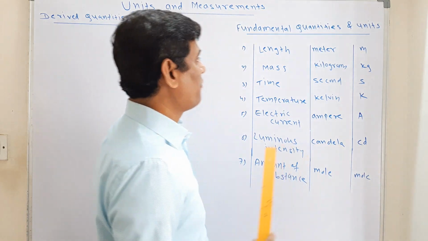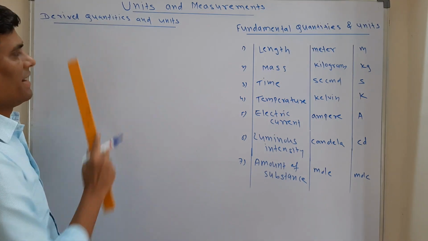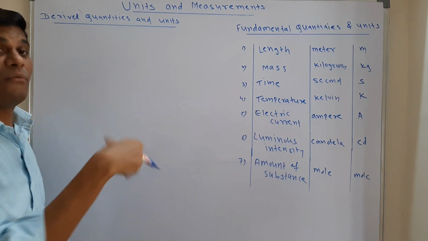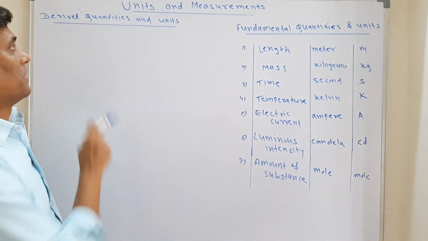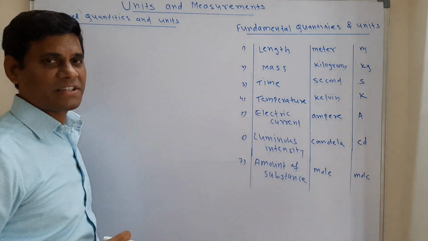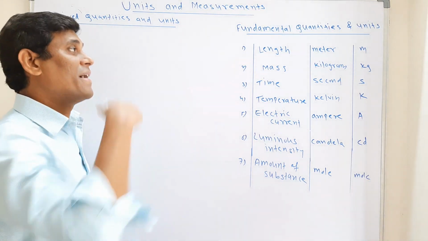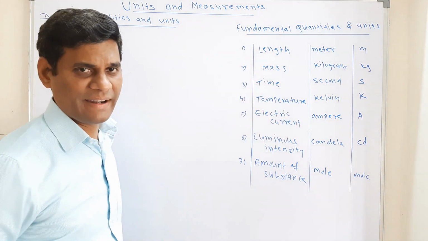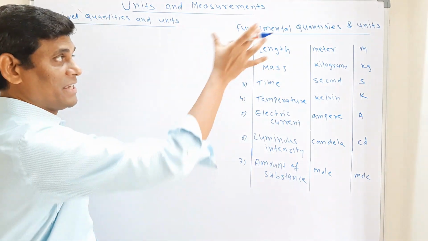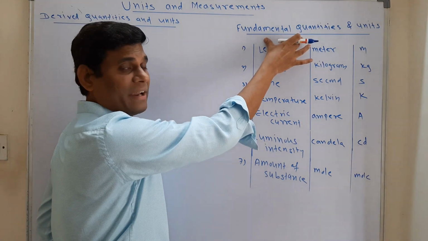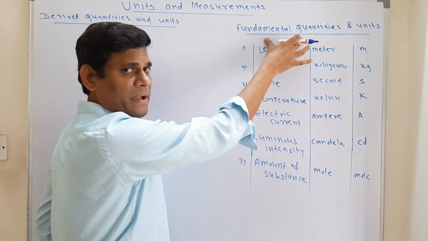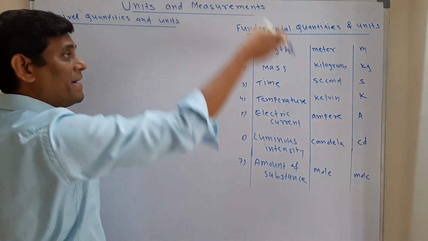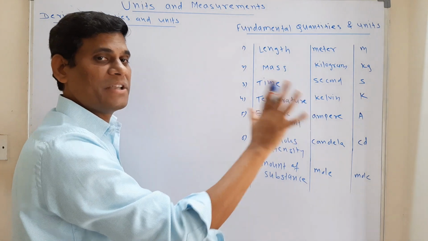Okay. Now we have derived quantity. As the name itself indicates, derived. From where are they derived? Measurement of such physical quantities depends upon fundamental quantities. Maybe one fundamental quantity or maybe more than one fundamental quantity. I repeat, this you can measure directly. They are not dependent on any other physical quantity for their measurement. But derived quantities depend upon fundamental quantities for their measurements.